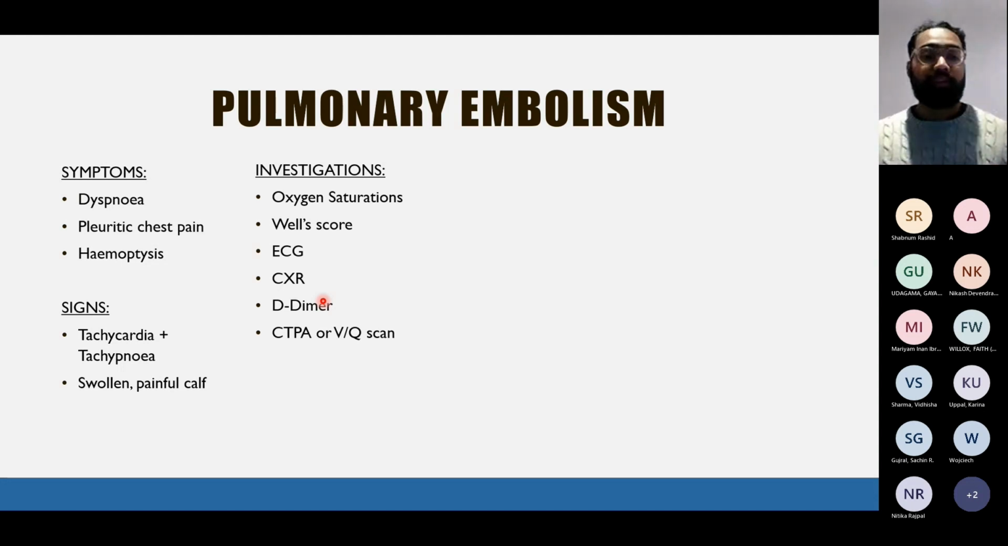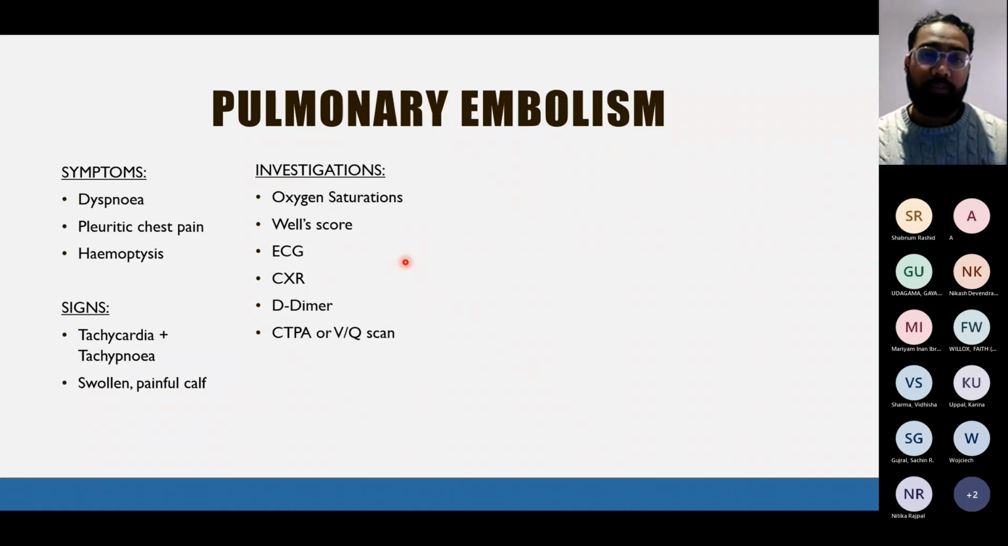So we can work out the oxygen sats. Wells score is a clinical scoring system, which lets us work out how likely it is that someone is going to have a pulmonary embolism. ECG can show specific changes. Most commonly, it's sinus tachycardia, but you can get something called S1, Q3, T3 changes.